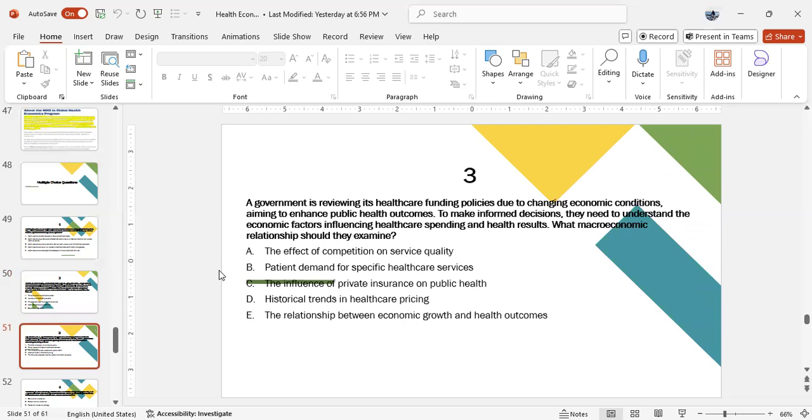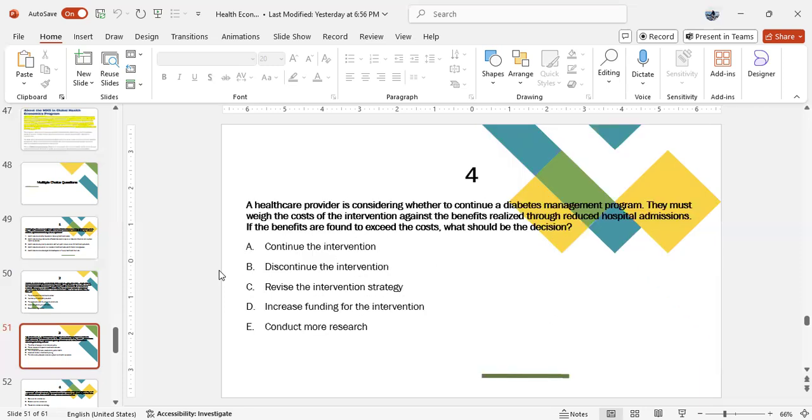A. The effect of competition on service quality. B. Patient demand for specific healthcare services. C. The influence of private insurance on public health. D. Historical trends in healthcare pricing. Or E. The relationship between economic growth and health outcomes. E. Yes, the correct answer is Eta.